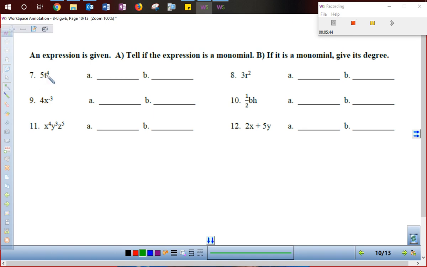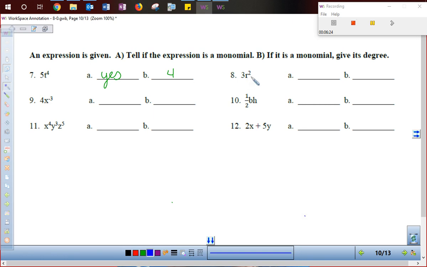On number 7, 5t to the fourth. So first we need to tell if it is a monomial. Well, there's no addition or subtraction. I don't have a variable in the denominator, and my exponent's currently positive. So that means yes, this is a monomial. Now I just have to give its degree. I only have one variable, and its exponent is 4, so that means the degree is 4.